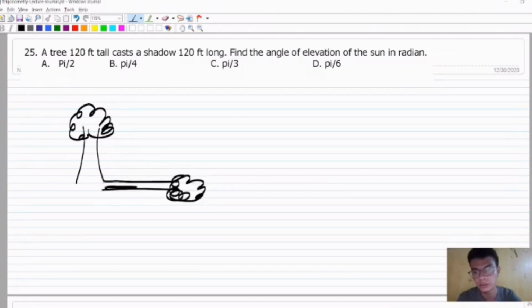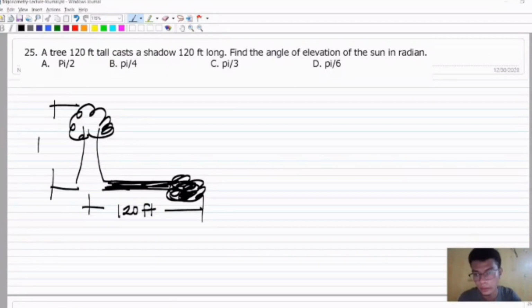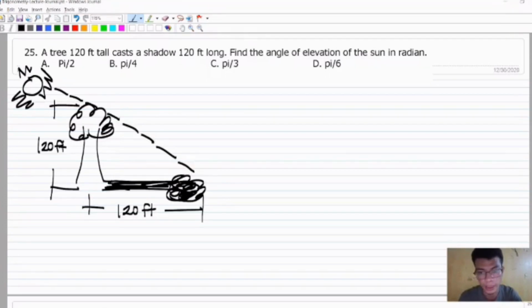So yung shadow daw ng tree natin ay 120 feet long. And ganun din naman, yung height ng ating tree is 120 feet. So what is the angle of elevation of the sun? So kung ganito, kung nandito yung araw natin, di ba? So ganito yung sinag niya, di ba? To the tree. Kaya ang tree natin ay nagkaroon ng shadow na ganitong kahaba. Ang pinapahanap sa atin is itong angle na to. So what is this angle of elevation?